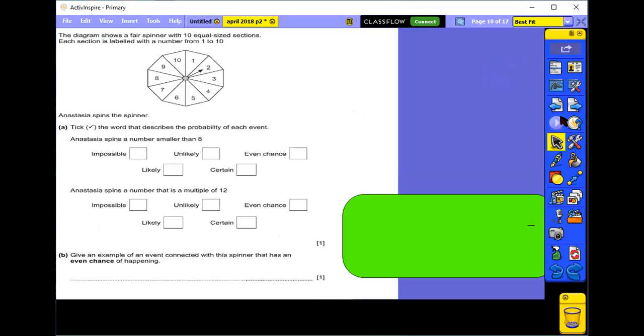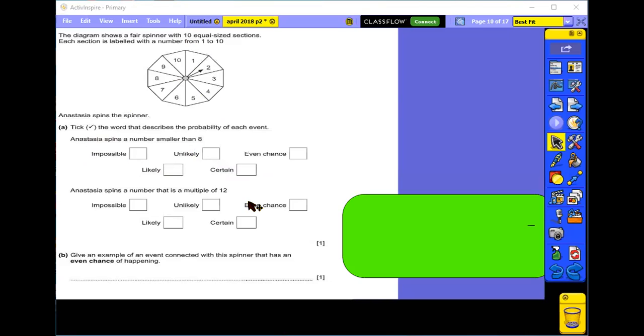Quickly. Now here in this question, I'm going to ask someone to answer me this question. Safe, can you please answer me this question, dear? Hi, Safe. What's the answer, dear? He's giving you here a spinner from 1 to 10, and he's asking you a question. What is the probability of having a number smaller than 8? What's the right answer? Impossible, unlikely, even chance, likely, or certain?